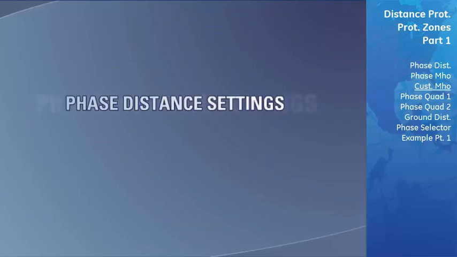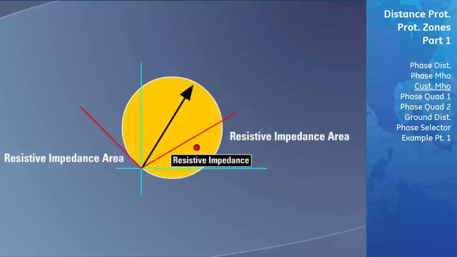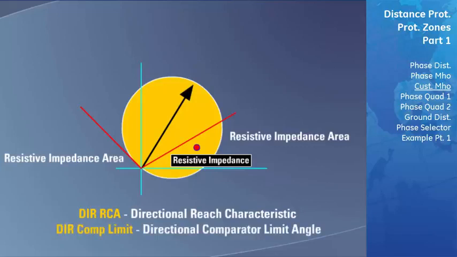As mentioned before, heavily loaded systems can cause the impedance of the power system to creep into the Mho zone of protection. It is often needed to cut off the resistive section of the Mho characteristic so that the D60 will not trip when the impedance of the system enters this area. The next two comparators work together to limit the amount of resistive impedance that is included in the Mho circle. First is the DIR-RCA, which stands for the Directional Reach Characteristic Angle. Next is the DIR complement, which stands for the Directional Comparator Limit Settings. They both are used to cut off the bottom portion of the Mho circle so that the resistive section of the characteristic is kept as small as possible.